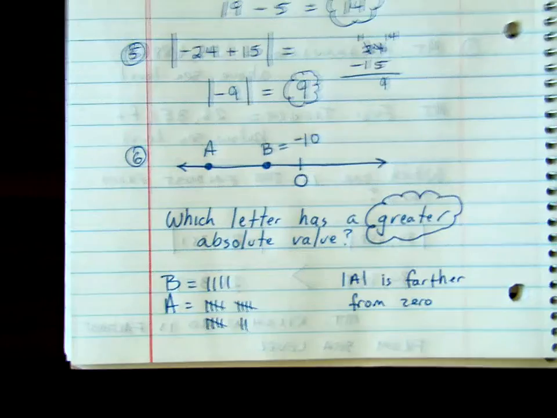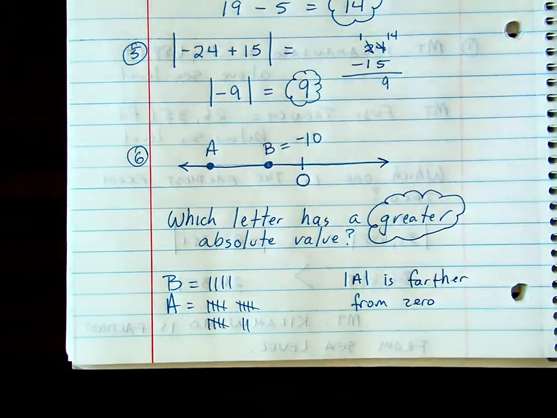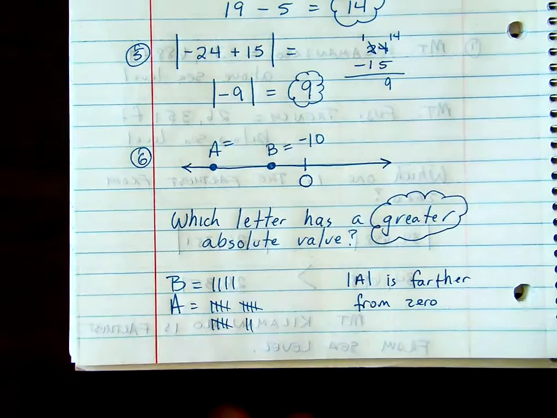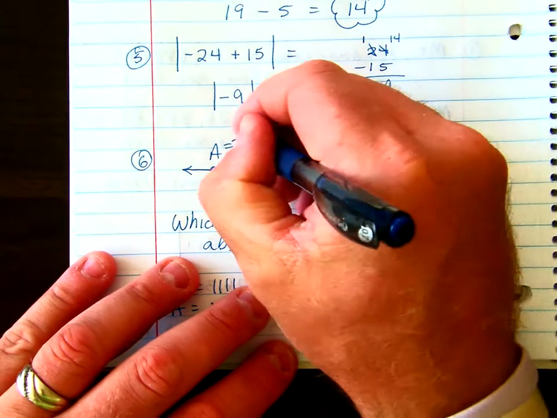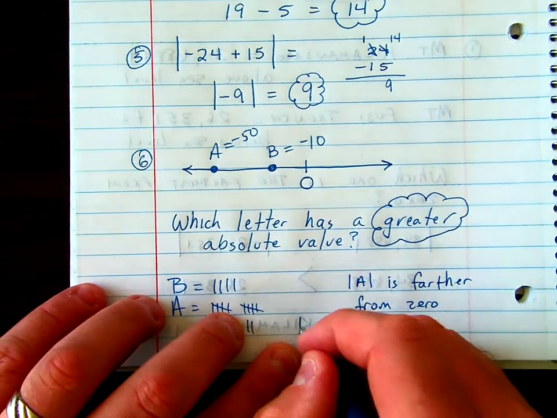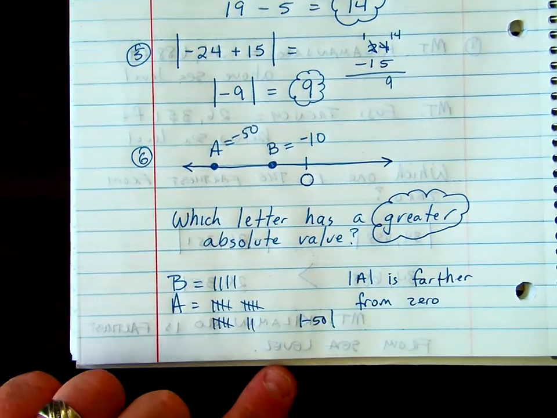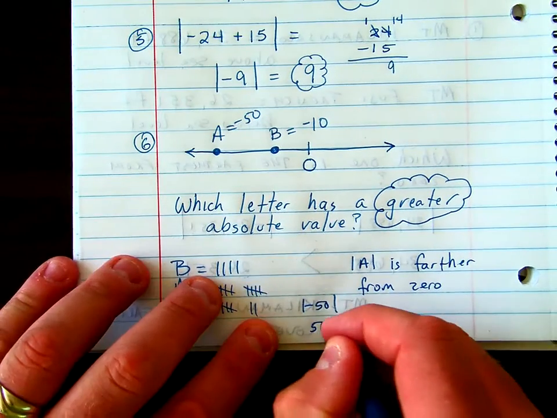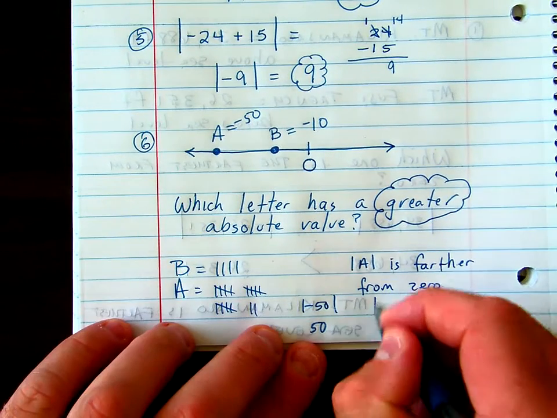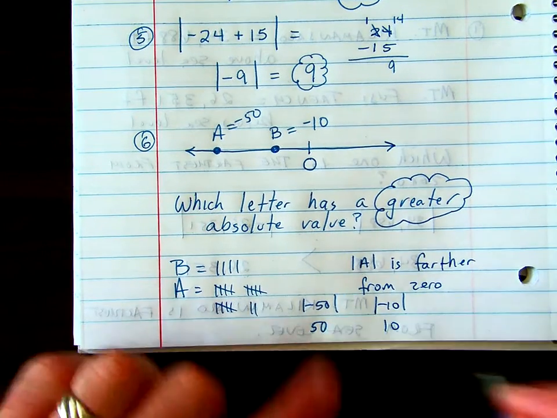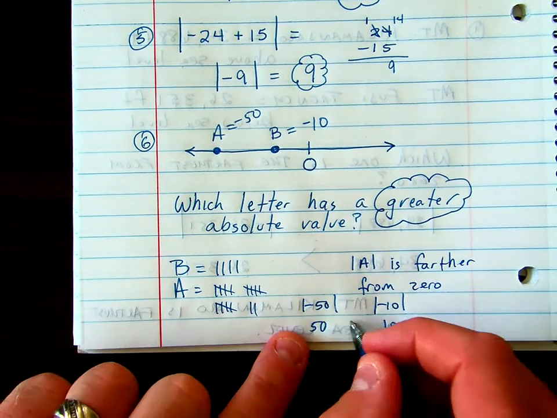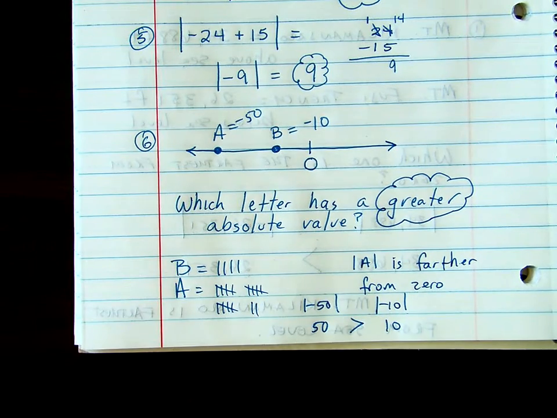So if B is -10, what could letter A be? Alexis, what could letter A be? -50. Now, if I take the absolute value of -50, I'm going to get 50. If I take the absolute value of -10, I'm going to get 10. Which one is greater? 50 is greater, so the answer is A.